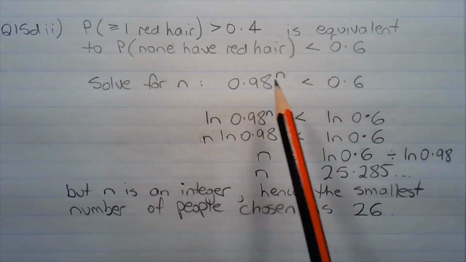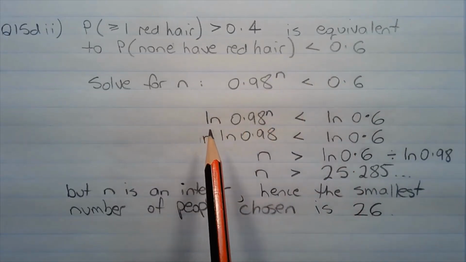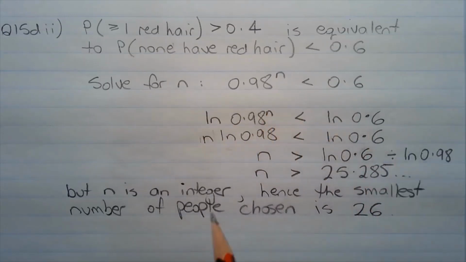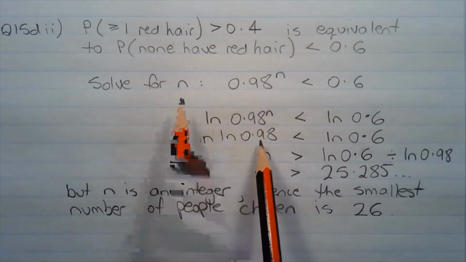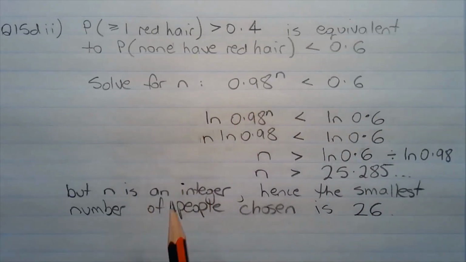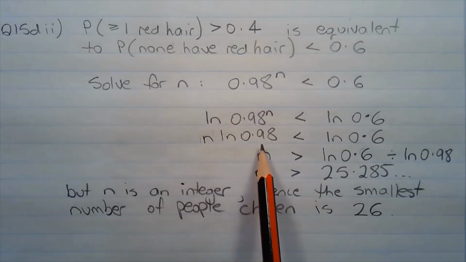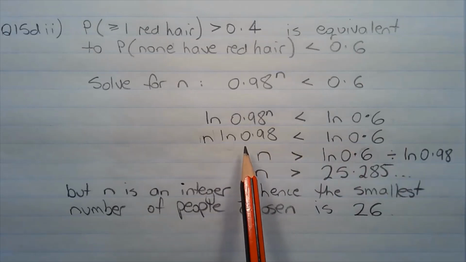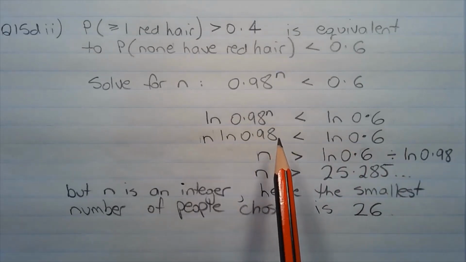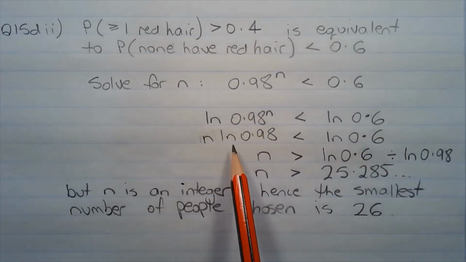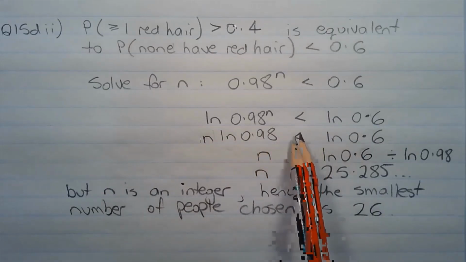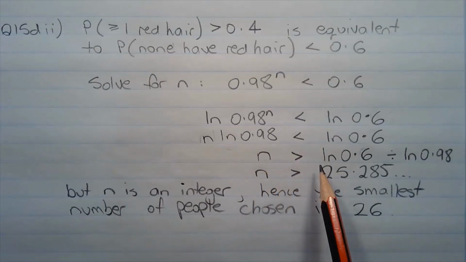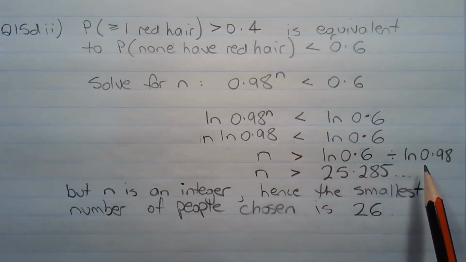Taking the natural logarithm of both sides, we have ln of 0.98 to the power of n less than ln of 0.6. Now applying one of the logarithm laws to the left-hand side, so the n comes out to the front, we have n times ln of 0.98 less than ln of 0.6. Now note that ln of 0.98 is a negative number. So when we divide both sides of the inequality by ln of 0.98, we need to switch the inequality sign around. So n is greater than ln of 0.6 divided by ln of 0.98.